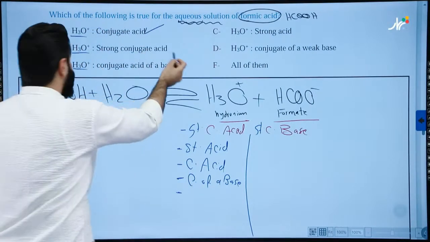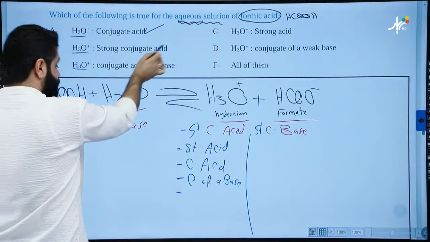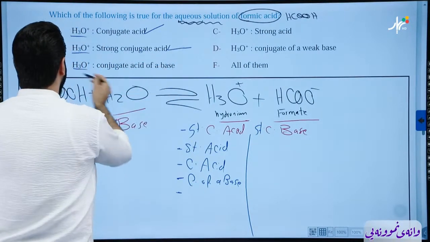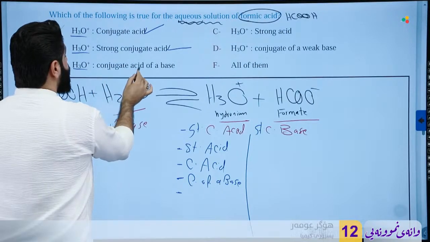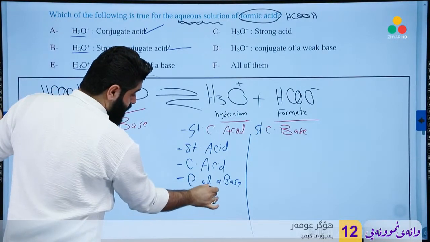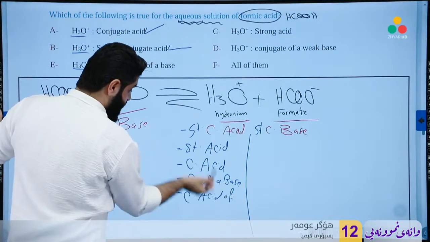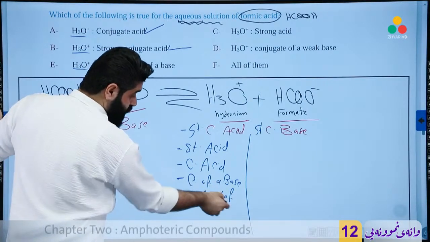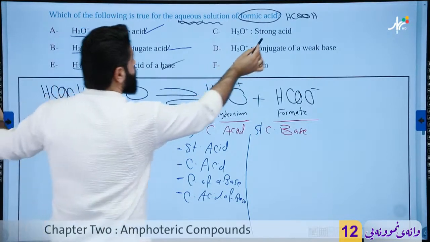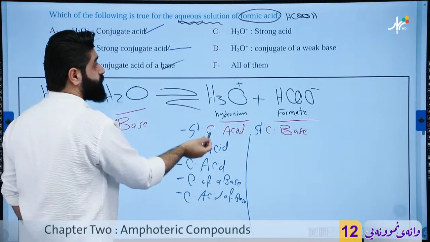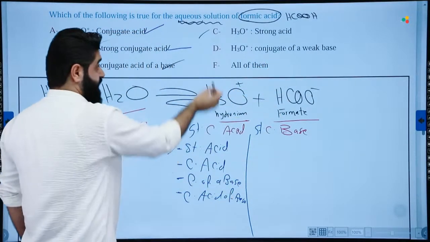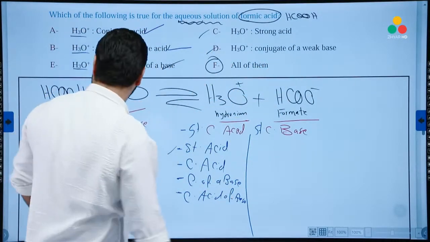The second one, I mean B, look at this. Strong conjugate acid, yeah, it's a strong conjugate acid. This is also true. E, conjugate acid of a base, yeah, it's a conjugate acid of a base, right? Conjugate of a base or conjugate acid of a base. Nice. This one, strong acid, of course, it's a strong acid also. Conjugate of a weak base, yeah, as I said, conjugate of a base, all are true.